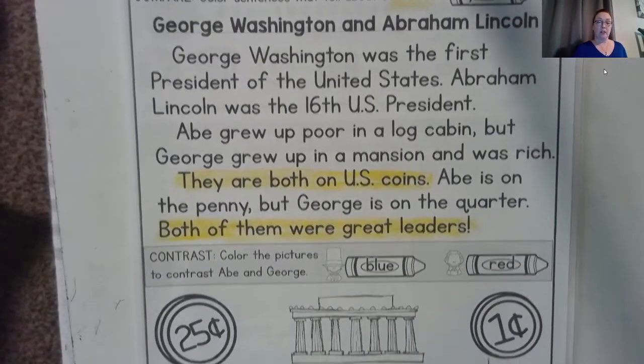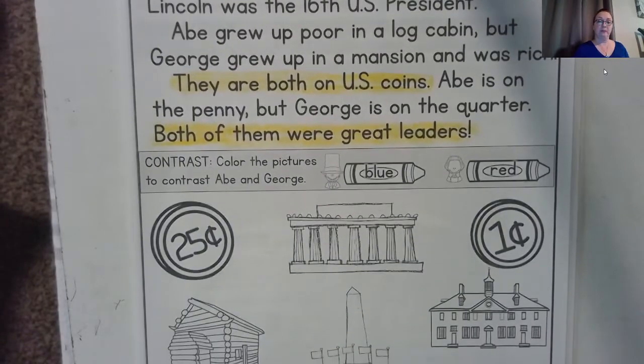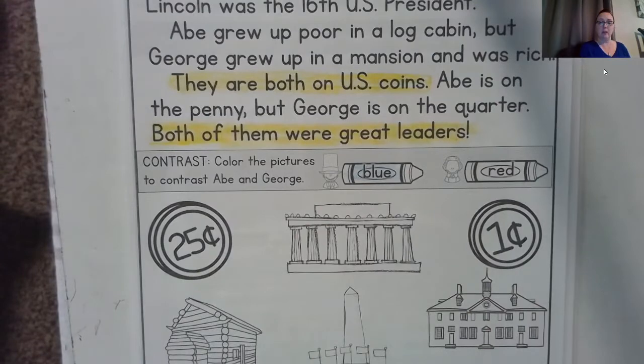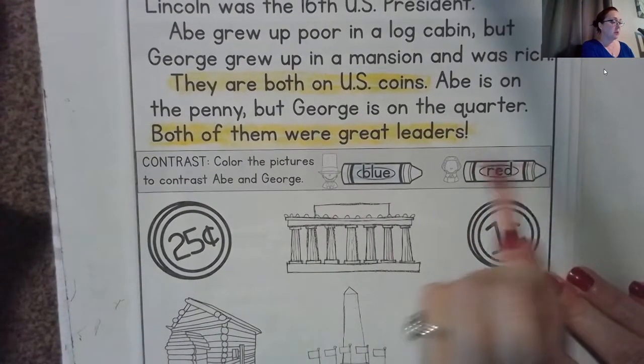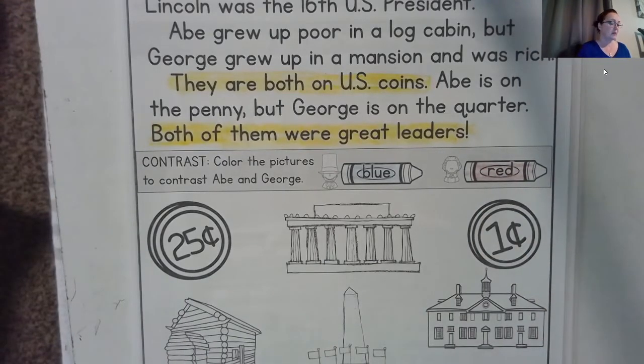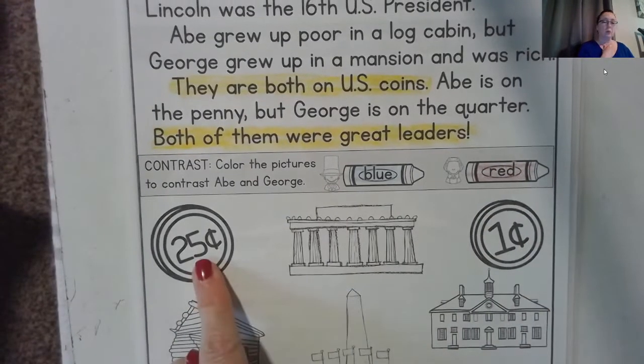Let's take a look down at the next section. Contrast. Color the pictures to contrast Abe and George. So, Monsieur Lincoln is going to be blue. So anything that belongs to Abe is going to be blue. And Mr. Washington's going to be in red. There we go. Okay, so quarter.